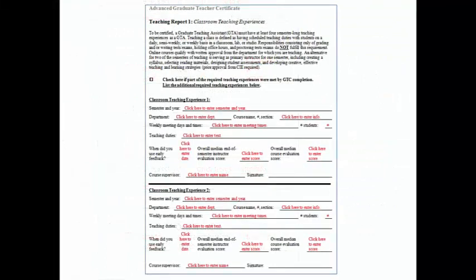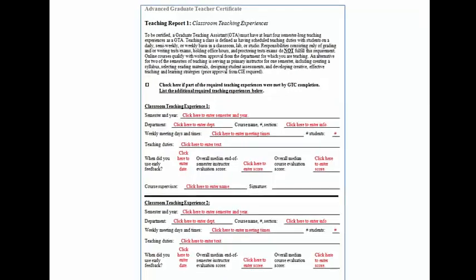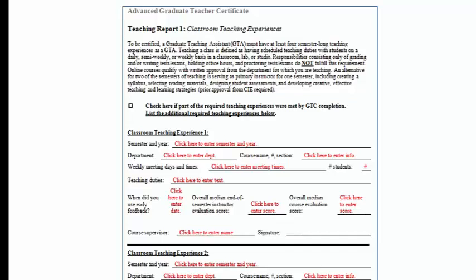Each teaching report includes fillable lines for all the documentation needed. In Teaching Report 1, for example, you document the 4 semester-long teaching experiences you complete. For the AGTC, if you serve as a primary instructor for a course, it may substitute for 2 courses where you are instructor of record. Serving as a primary instructor includes creating a syllabus, selecting reading materials, designing student assessments, and developing creative, effective teaching and learning strategies. Get prior approval from CIE before making this substitution.